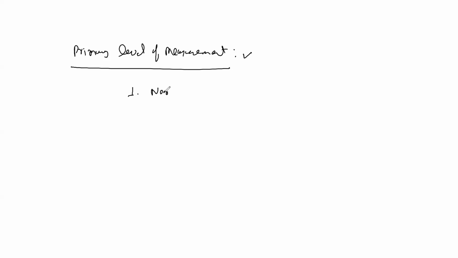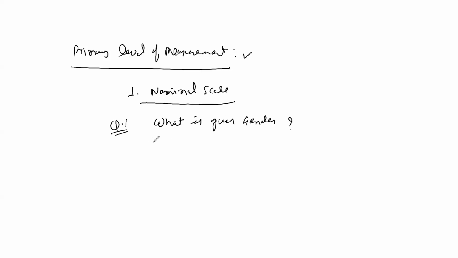One is the nominal scale. For nominal scale questions, you can prepare them like this: What is your gender? Basically, nominal means categorical and mutually exclusive. So there are two options: option A, male participants, and second, female.